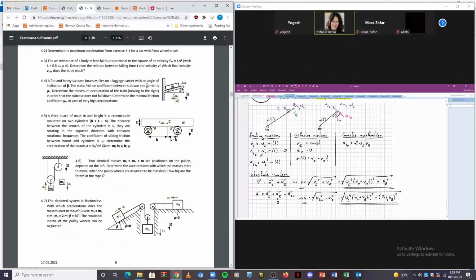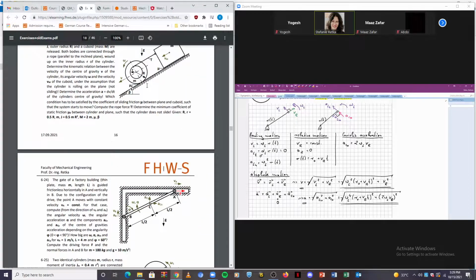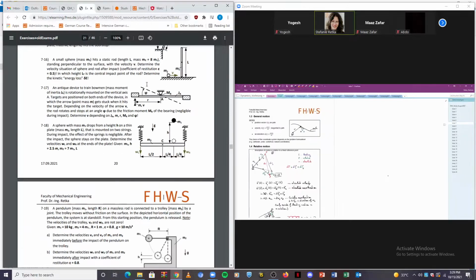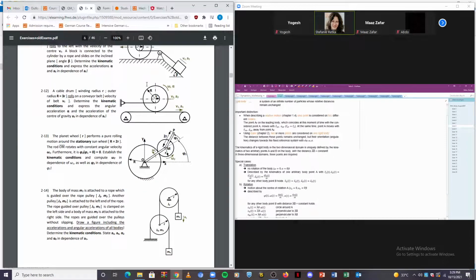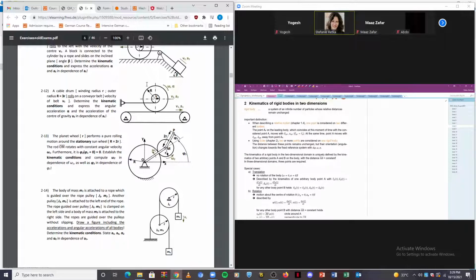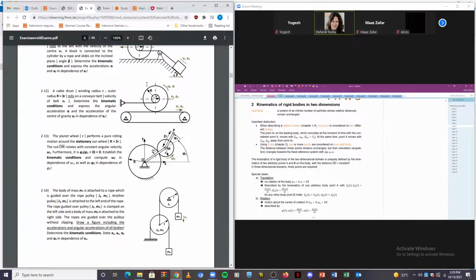Today in our class, we want to move on in our script. So I'm changing to the script. That's where we stopped. So now we are on page 7, chapter 2, kinematics of rigid bodies. There's some theory first that we have to talk about, and then we will have a look at the first few examples. So what is a rigid body?